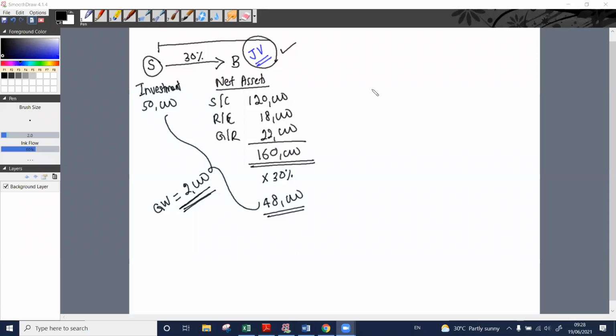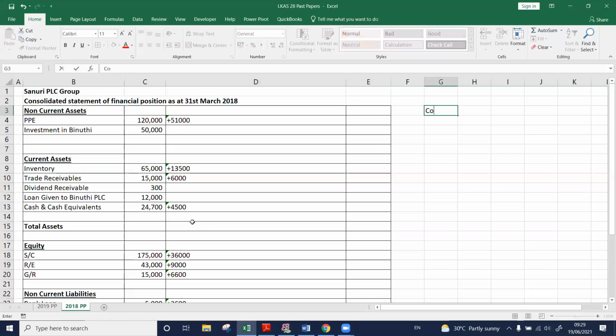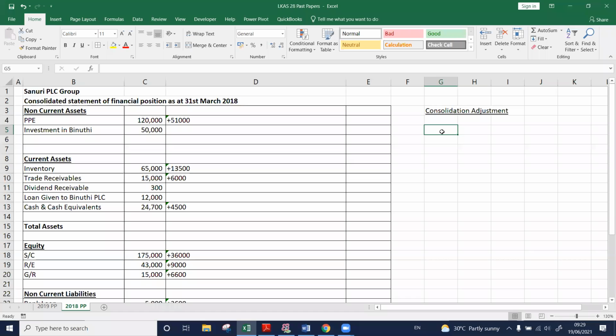Right. So what should be the double entry here? What should be the double entry here? Right. So I will have it here. This is the consolidation adjustment entry we are going to pass. What to debit, what to credit. How has this 2,000 come about?